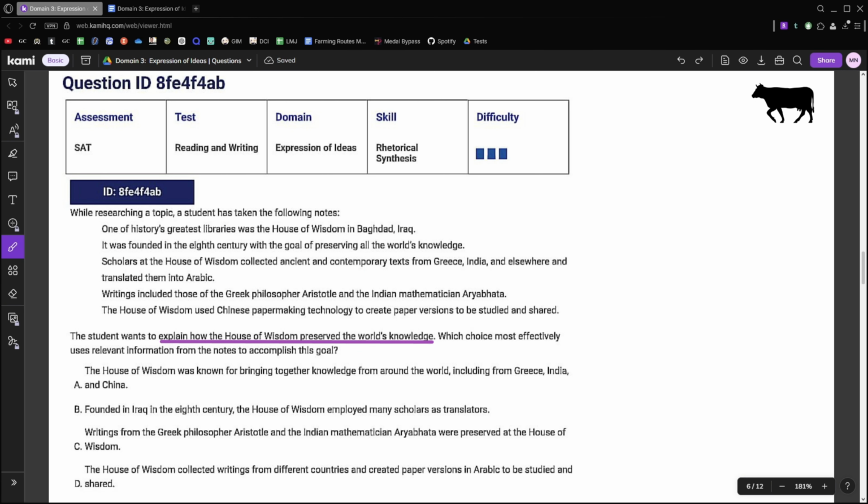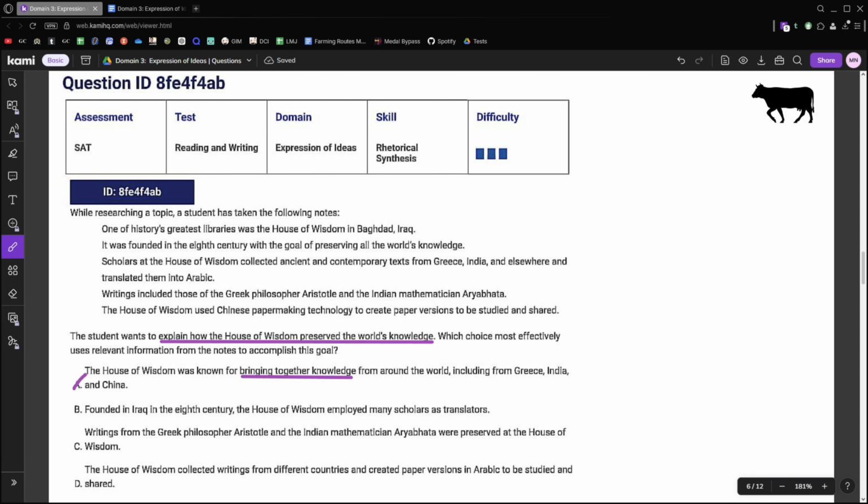bullet points. A. The House of Wisdom was known for bringing together knowledge from around the world, including Greece, India, and China. This answer will be wrong. I mean, it tells us that it brings together knowledge, but it doesn't tell us how it preserved that knowledge. How did it keep that knowledge that it brought together? That's why A will be wrong.